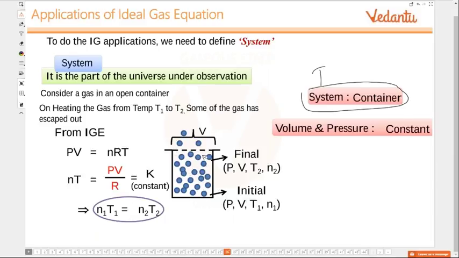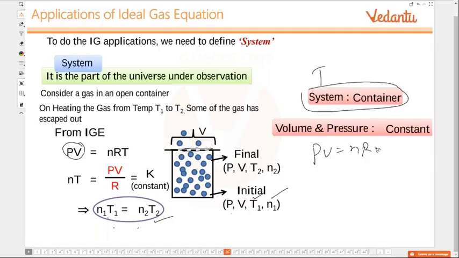So in this case, initial is P, V, T and N, and final is pressure. Pressure and volume have remained constant because this is an open vessel and the gas can occupy only up till here. Rest of it escapes. So the number of moles changes, temperature changes. So therefore we will get this equation. PV has remained constant, so N1 T1 is equal to N2 T2. This equation also sometimes we use. Okay, so that is about our experiment problem. Any two can be kept constant.